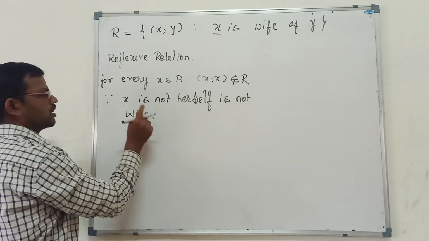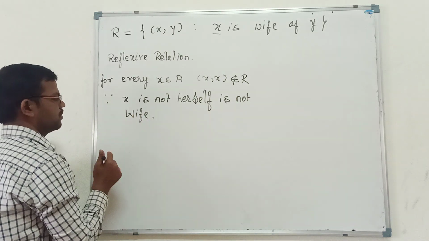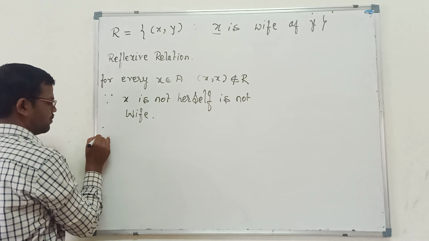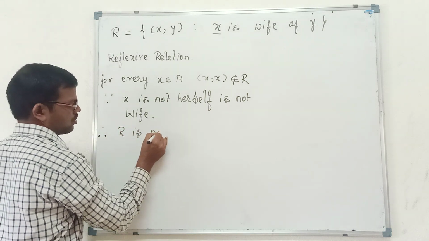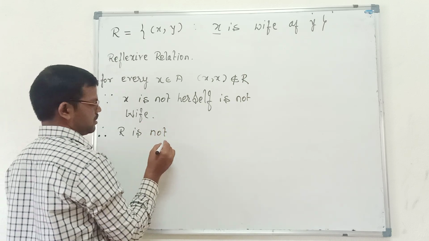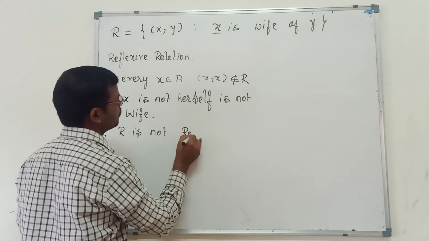X is a woman, and a woman is not herself a wife. Therefore, R is not a reflexive relation.